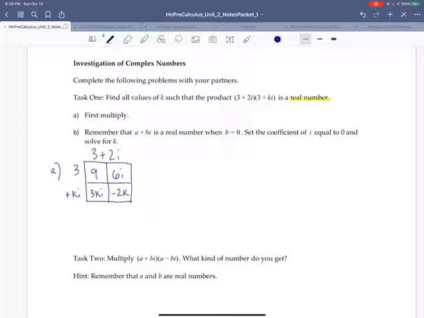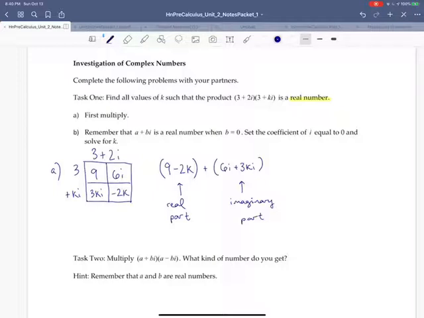So we know that a complex number is a real number when b equals 0. So if we write out 9 minus 2k, this is the real part of the number, then plus 6i plus 3ki, this is the imaginary part of the number, and we want this to be 0 in order for the product to be a real number.